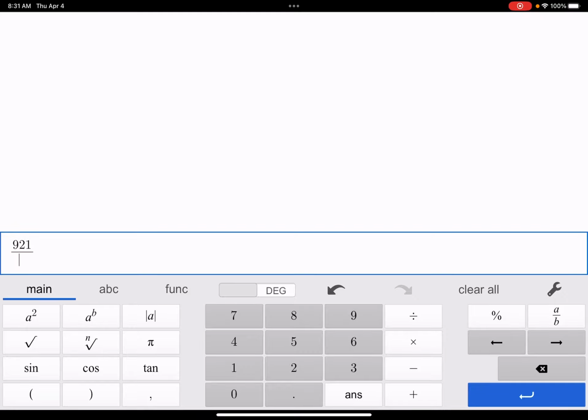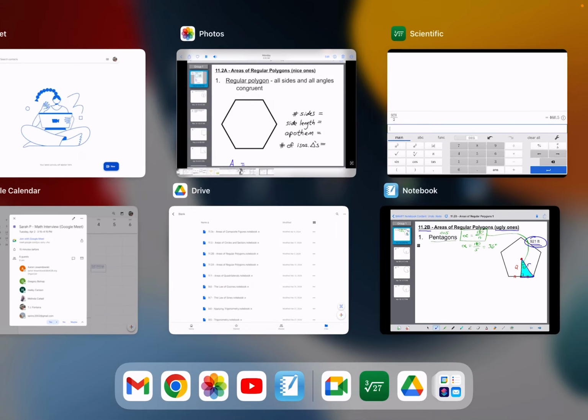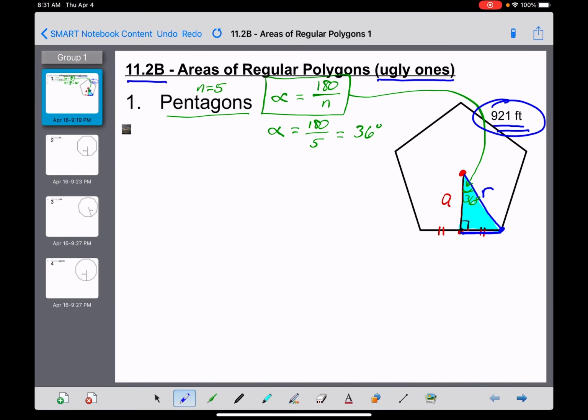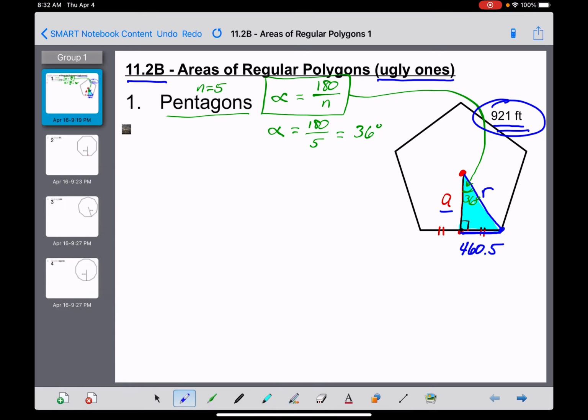So when we go to divide that by 2, we're going to get a decimal, not a terrible one, but 460.5 is what we get for the length of this little piece here on the bottom. And now we need to try to figure out what A is in order to be able to use our formula here. So to do that, everybody, what color am I going to go to now? How about a lovely shade of purple? All right, that's not what I meant.